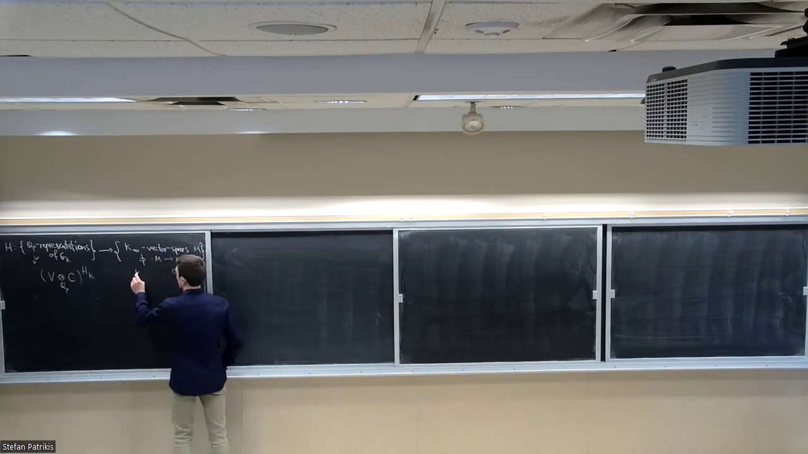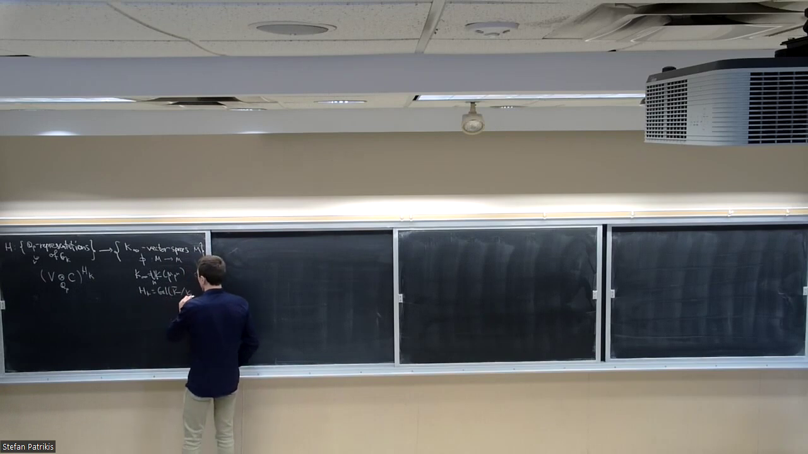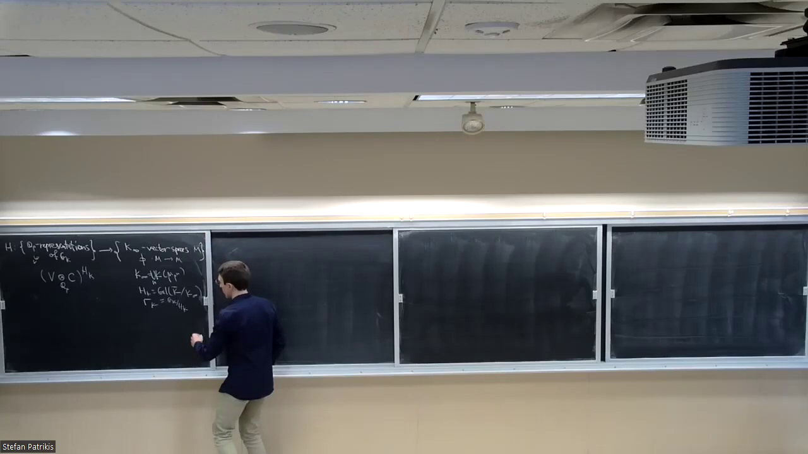So let me remind you that K infinity was this p-cyclotomic extension. H_K was the Galois group of K bar over K infinity. And Gamma_K was the quotient of the whole Galois group by H_K. So now it's just the Galois group of K infinity over K. And via the cyclotomic character, we viewed this as an open subgroup of Z_p.